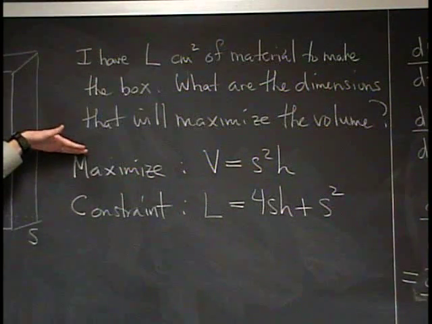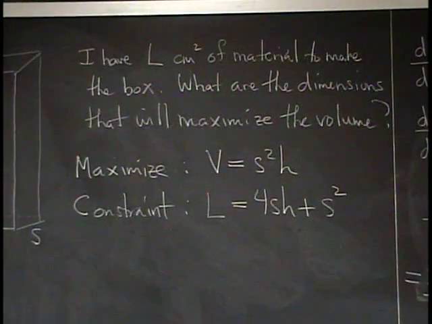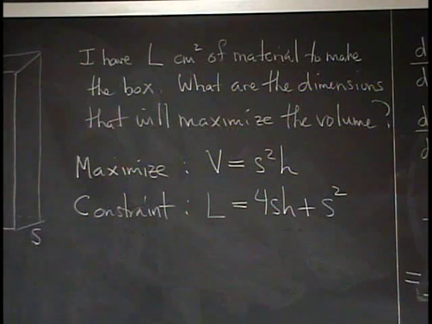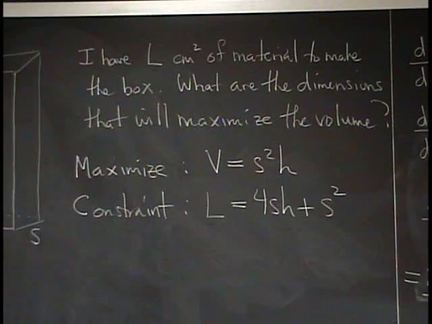Okay, so we're trying to maximize the volume. We have this constraint. Can you say that one more time? Okay, the L is how much surface area you get in your box. That's how much material you have. There are four sides to the box, plus the top and bottom, but like I said, there's no top in this case. The bottom is easy. The surface area of the bottom is a square, so it has area S squared. Then each of these sides is a rectangle, and it has area S times H. And since there are four of them, you have 4SH.